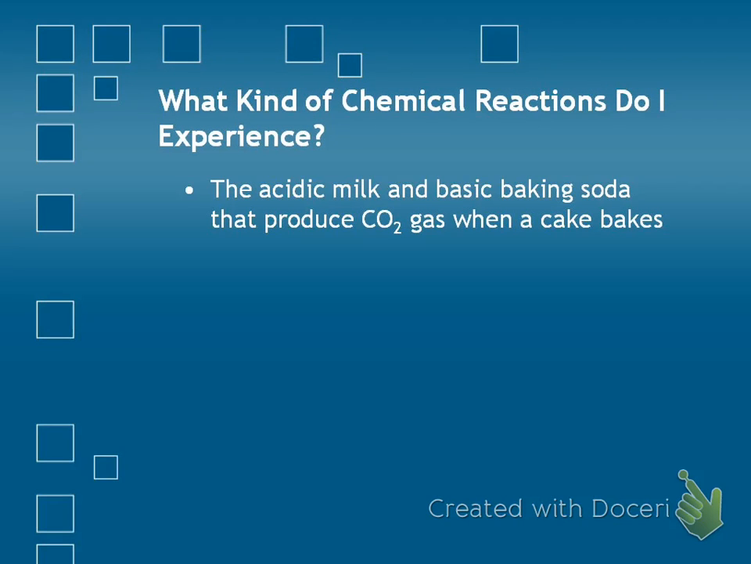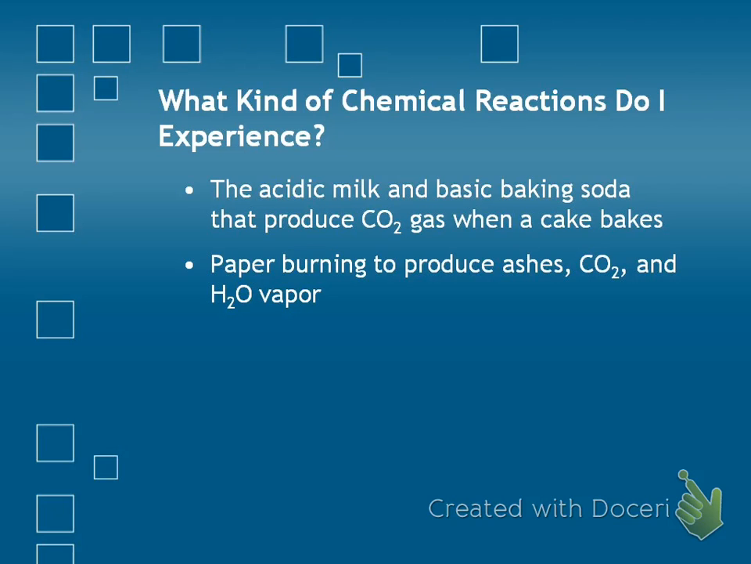Now, we see chemical reactions taking place all the time. The acid in milk, lactic acid, and baking soda, which is a base, when you mix that together with flour and sugar and put it in the oven, a cake bakes, carbon dioxide gas is formed, and the cake rises. So the carbon and the oxygen from those chemicals get rearranged to produce that gas.